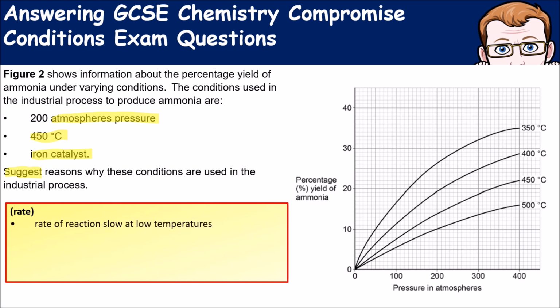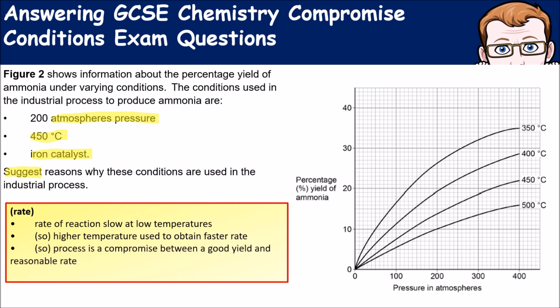You need to talk about the fact that the rate of reaction will be slow at low temperatures, so high temperatures will obtain a faster rate of reaction. A compromise between a good yield and a reasonable rate is used, effectively because we're going to use it about there. And you can talk about the catalyst also speeding up the rate of reaction.